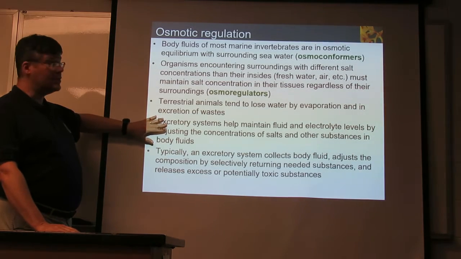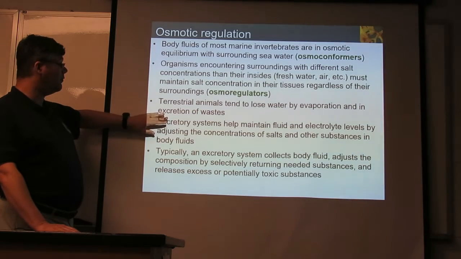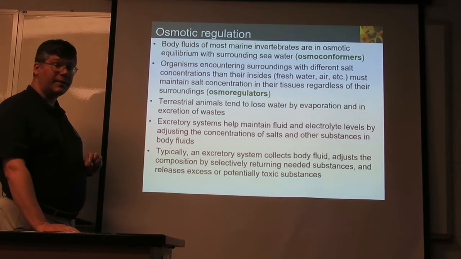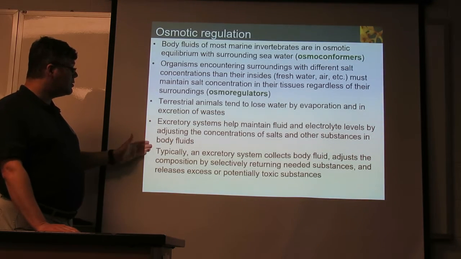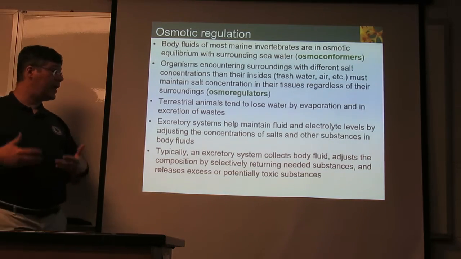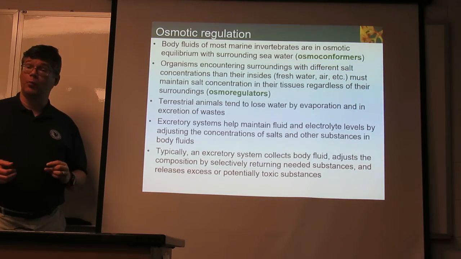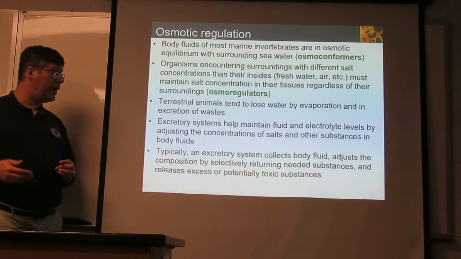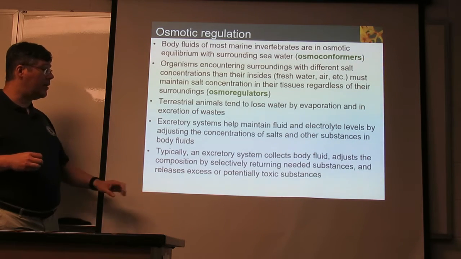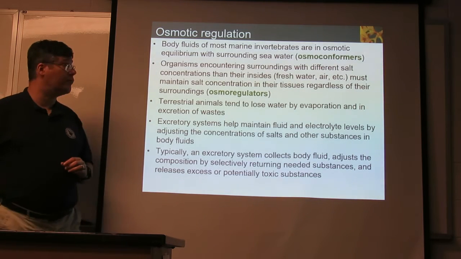So the excretory system is specialized to adjust how much salt and other substances are present in the body fluid, and then maintain that proper balance. So typically what an excretory system does, it will collect fluid from the body and process that, selectively returning the stuff that it wants to keep in the body, and maybe actively picking up waste to get rid of, and then those excess things will be released from the body.